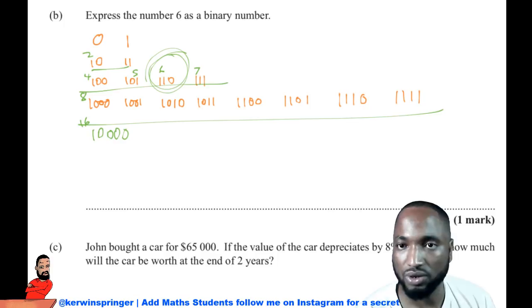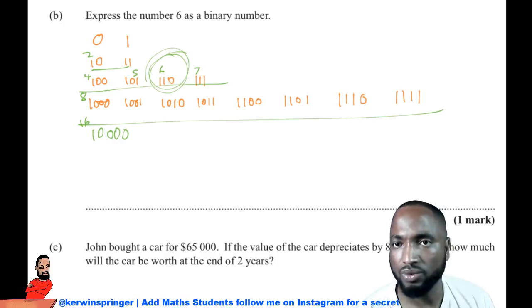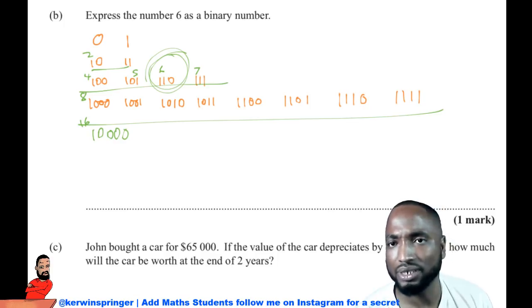Let me just scroll down. Why are they saying elapsed time is actually 6 hours? But we weren't here for 6 hours. Anyhow.